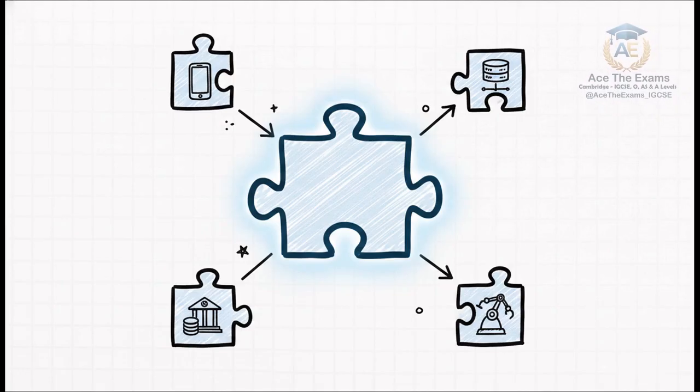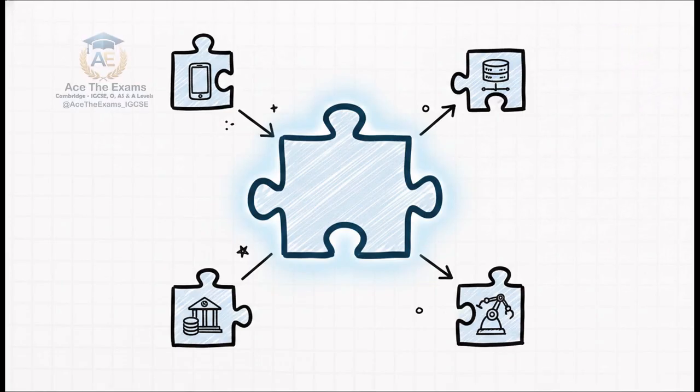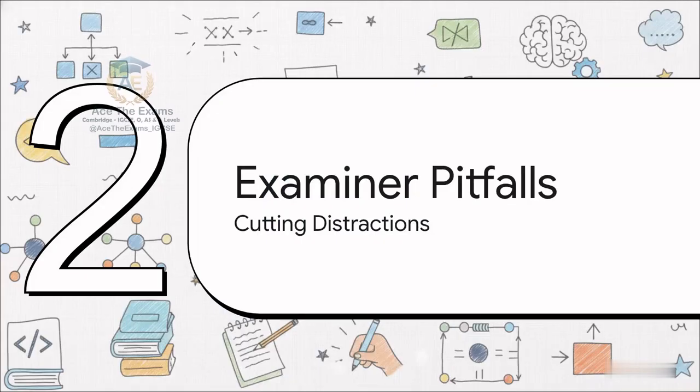This is the link in your PEEL framework. If you just define hex and don't link it back to the specific real-world context provided in the prompt, like Sam did, you are literally leaving marks on the table. Section 4, avoiding examiner pitfalls, cutting the distractions.